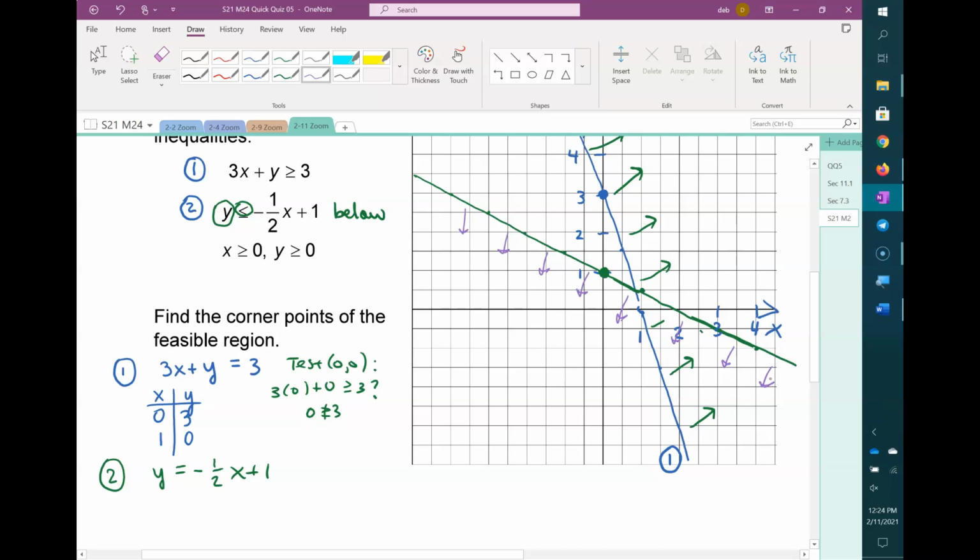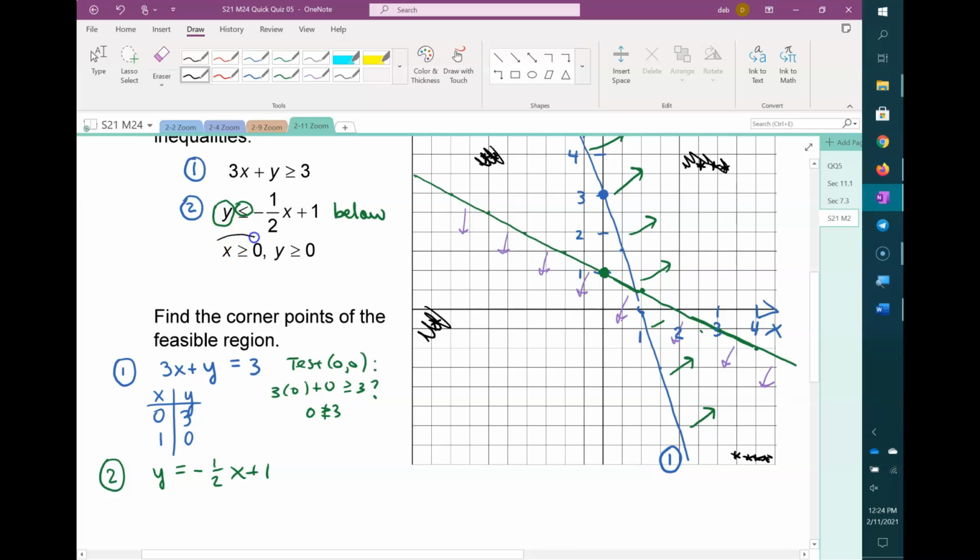Now, if I think of these two lines as creating 4 regions of the graph, here's the first region, second region, third region, and fourth region. You can see that in the first region I have purple only, so that can't be the feasible region. In the second region I have neither color. In the third region I have green only. So it has to be in this triangular area down below to the right so far.